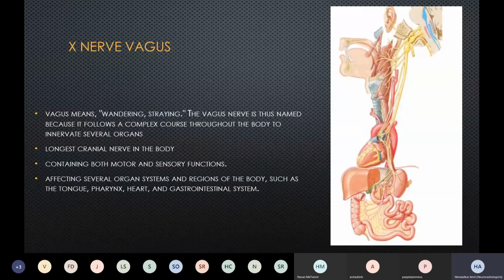So that was a tour through the ninth nerve. Let's now move on to the 10th nerve, the vagus nerve. As I said earlier on, the vagus nerve shares many things with the ninth nerve.